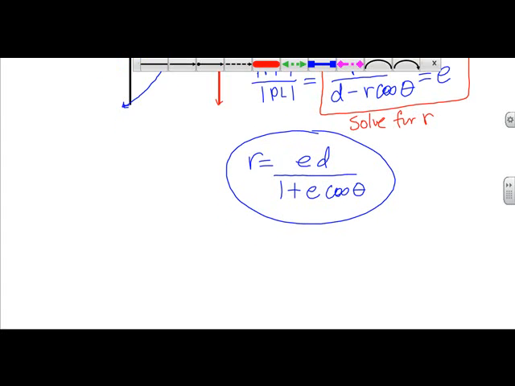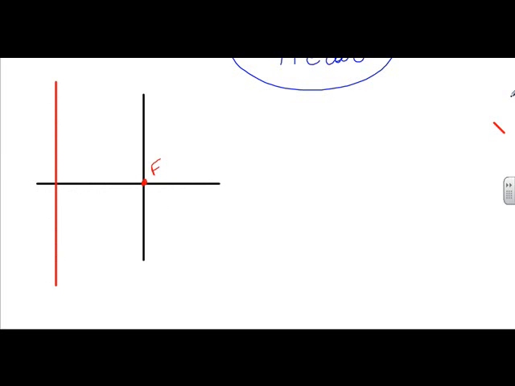Now, certainly we know we can have a parabola that opens the other direction. The first parabola we looked at opened to the left. We also want to take a look at what happens if we have a parabola opening to the right. So the directrix would be at x equals negative d. Okay, there's my parabola.